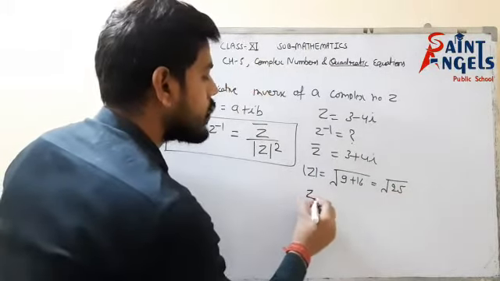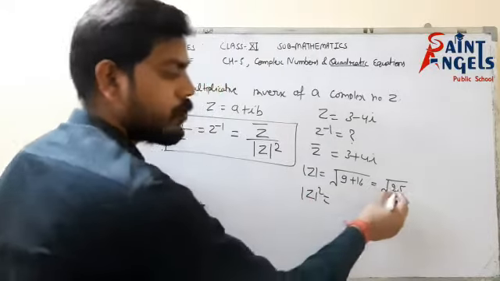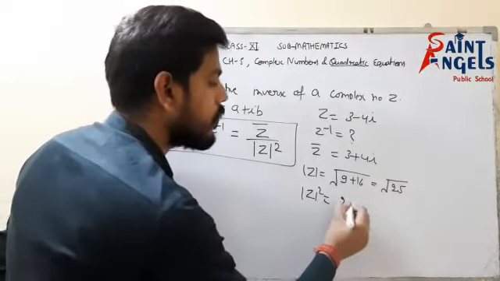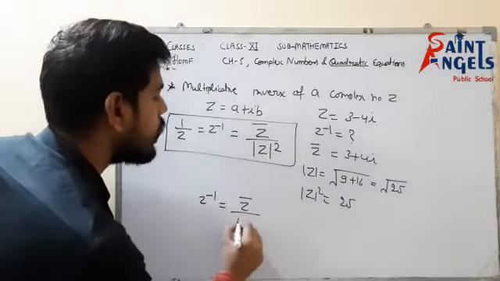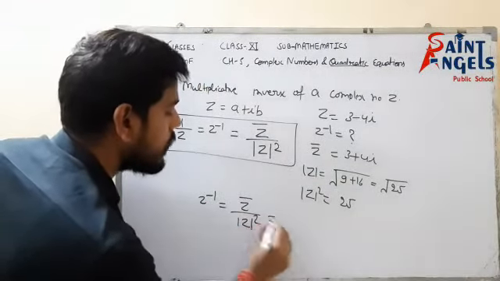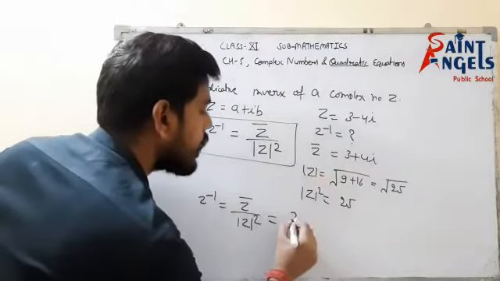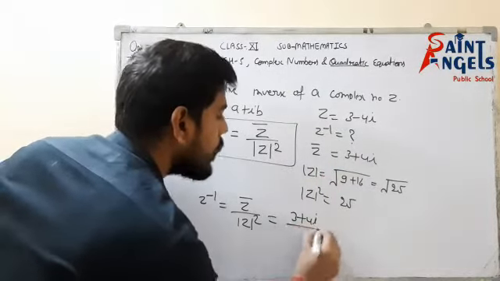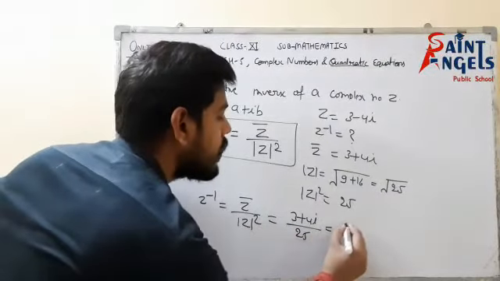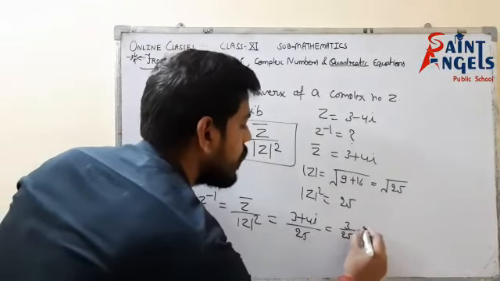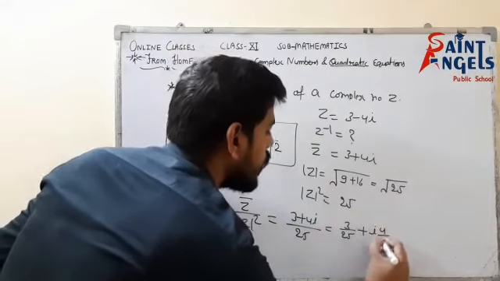Okay. So now the square of the magnitude, under root 25 ka square kya hoga beta? It's 25. So now z inverse would be z conjugate upon magnitude square. Z conjugate is 3 plus 4 iota, upon 25. It means 3 upon 25 plus iota 4 upon 25.